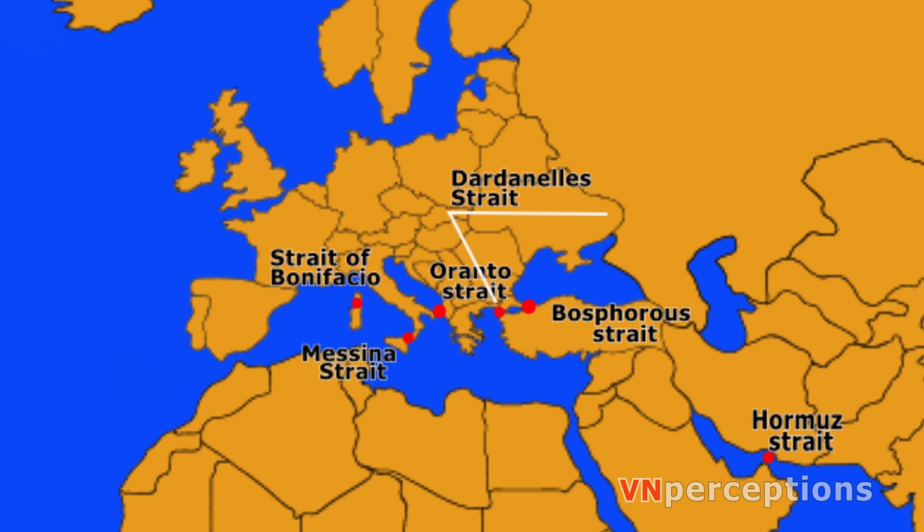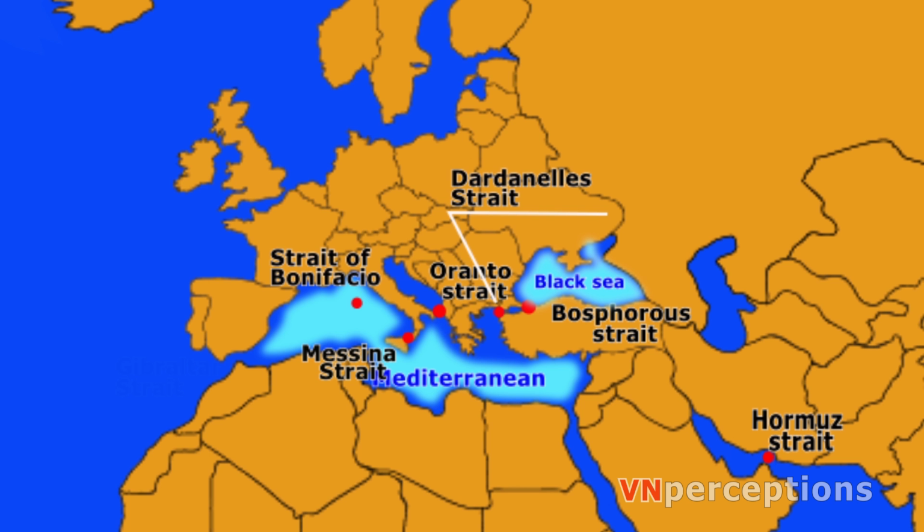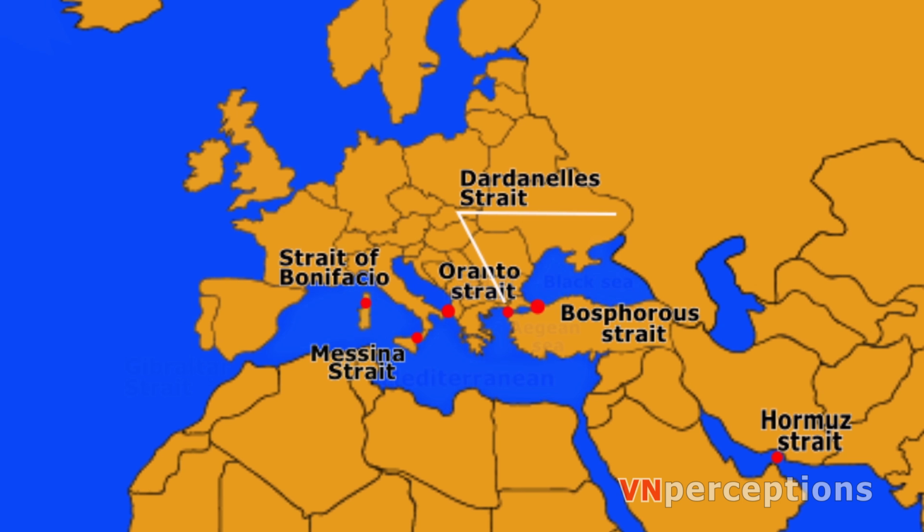It is a vital transportation bridge between the Black Sea and the Mediterranean Sea. It is a narrow channel of water that connects the Aegean Sea to the Sea of Marmara. It separates Asian Turkey from European Turkey, that is Thrace. So, it also separates the two continents, that is Africa and Europe.